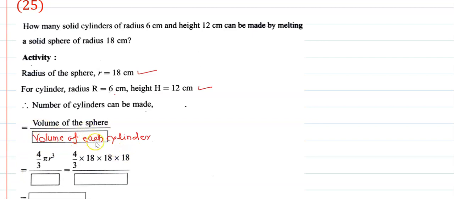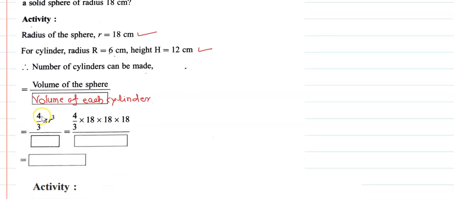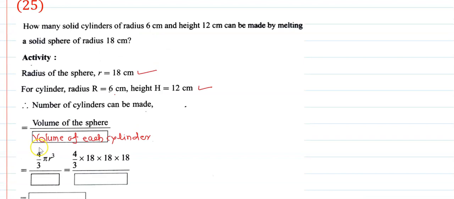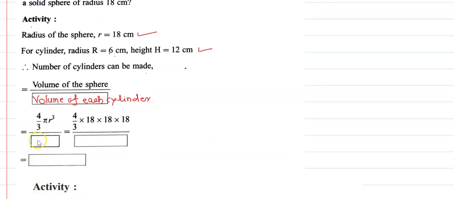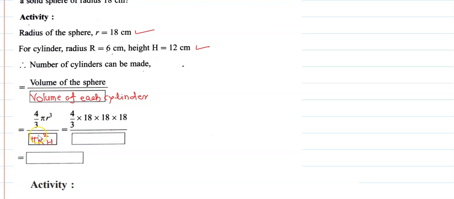Therefore, volume of sphere upon volume of each cylinder. Volume of sphere is 4 by 3 pi r cube, and the volume of cylinder. Now here we are considering capital R and capital H as the radius and the height of the cylinder. Therefore, its volume is pi R square into H. Now your pi will get cancelled. Then you will get 4 by 3. r cube means what? 18 into 18 into 18. Okay, R square into H.